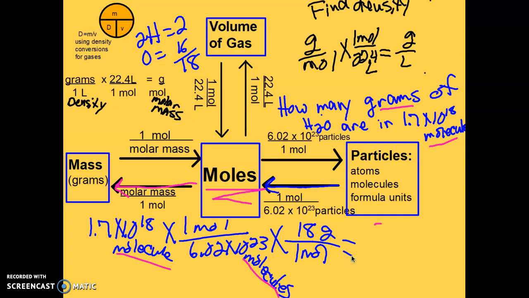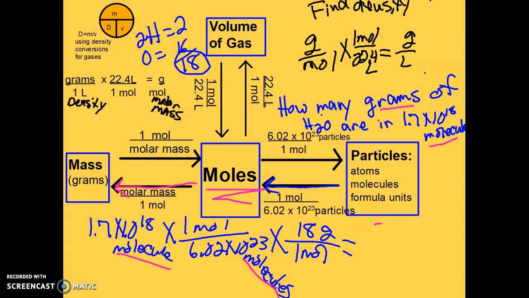This is why it's important to label, because if I'm struggling, like I don't know what my next conversion factor is, well, it's whatever. I got to find one that gets rid of moles, right? Don't forget when you find that molar mass, that's what this means. It is how many grams are in 1 mole. That's actually what it is.